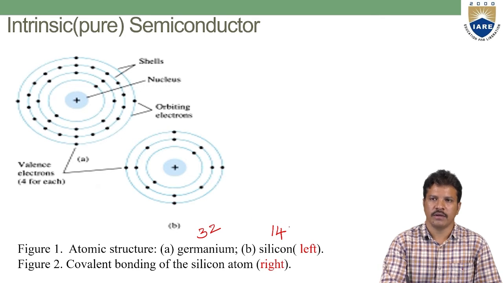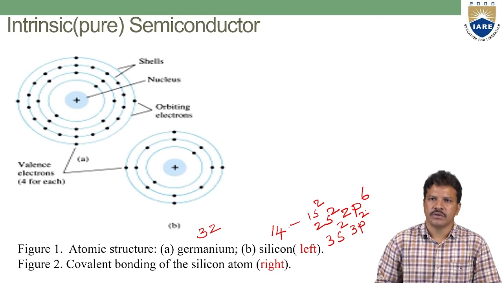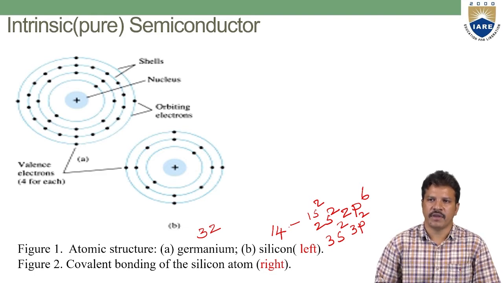We will write this, for example for silicon, as the electronic configuration 1s2, 2s2, 2p6, 3s2, 3p2. So the first orbit has 2 electrons, the second orbit occupies 8 electrons, and the last orbit occupies 4 electrons, which are also called valence electrons.